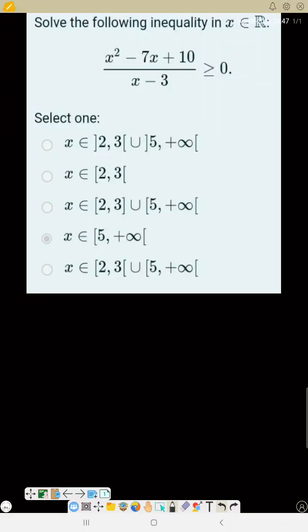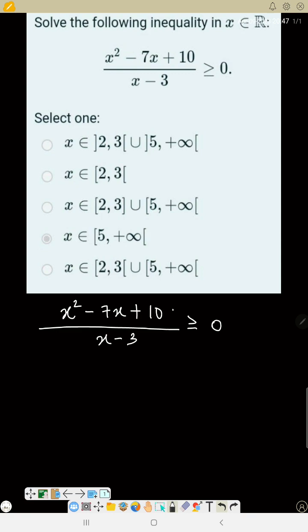So let's solve the question. Solve the following inequalities, x is a member of real numbers. So we have x squared minus 7x plus 10, divided by x minus 3, is greater than or equal to 0.